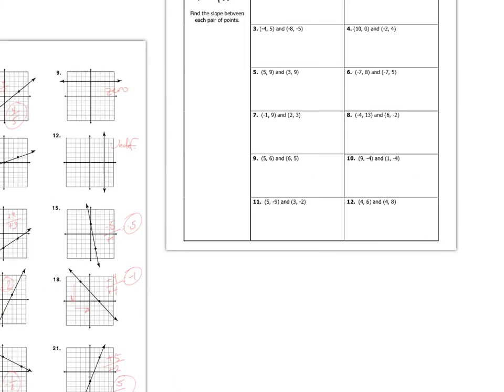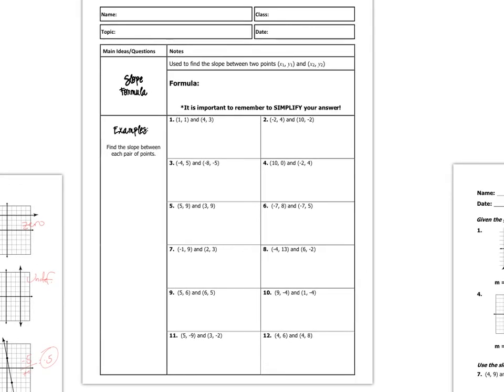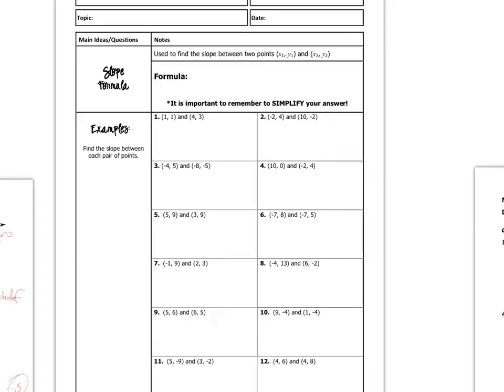Let's move on to this. Everybody, so here is our next page. You'll notice we have no graphs on this one, but what we do have are some ordered pairs. So we've got a pair of pairs, we'll call them. No, I'm not talking about fruit, but we're talking about x and y values.